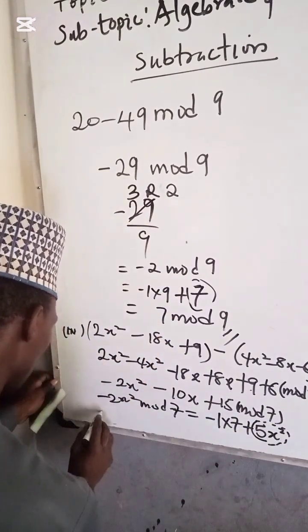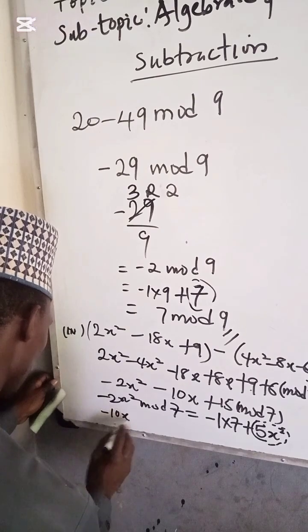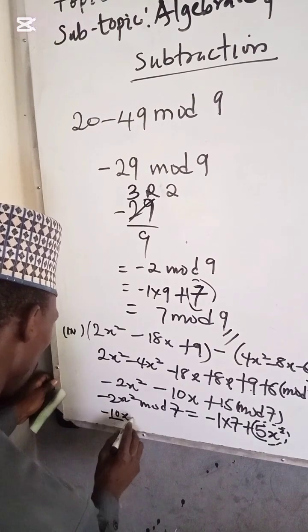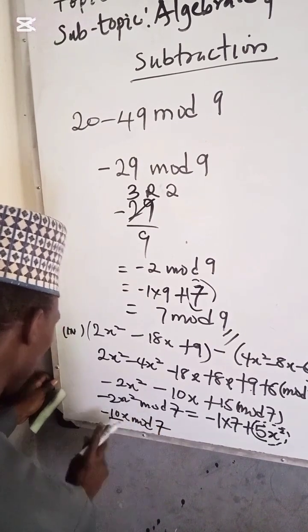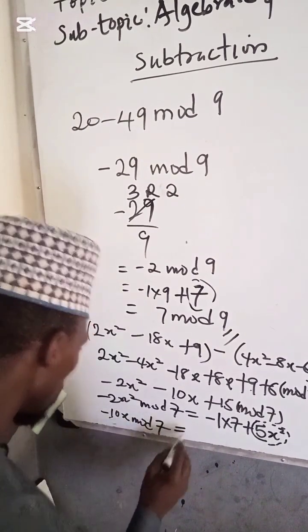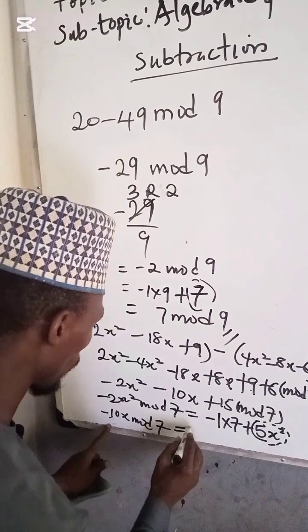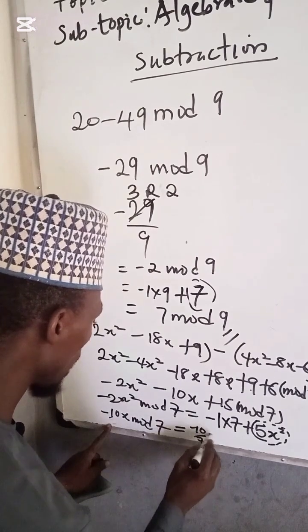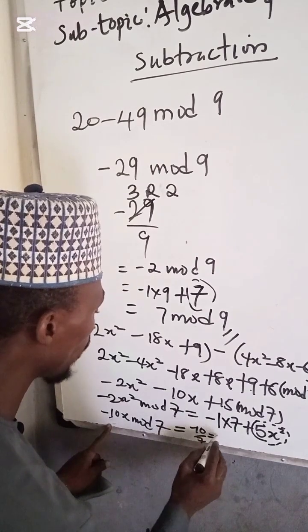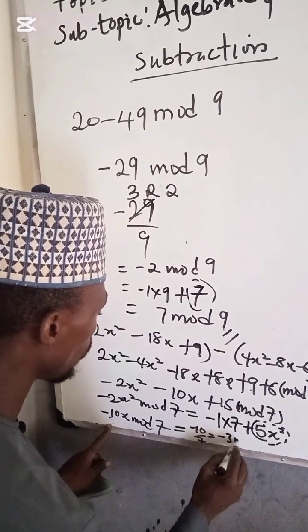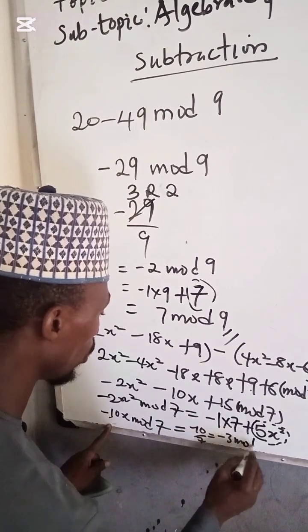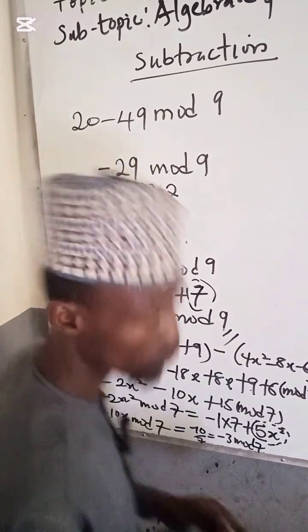Then minus 10x over modulus 7. This gives you what? This is 7 in 10. That is 1 remainder what? 3. Minus 3x mod 7. Let's move to the other page.